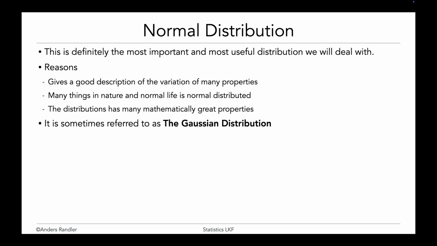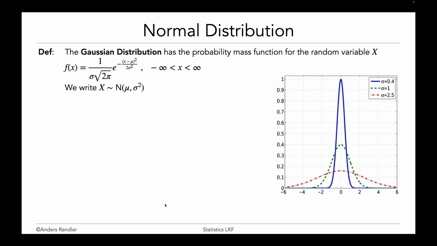And that's because Carl Friedrich Gauss was kind of into this. The actual distribution, the function, the probability mass function is quite complicated. This is the way it looks. We won't be using the formula, basically not at all, but we will be dealing with it in a different way. You will understand in the end.